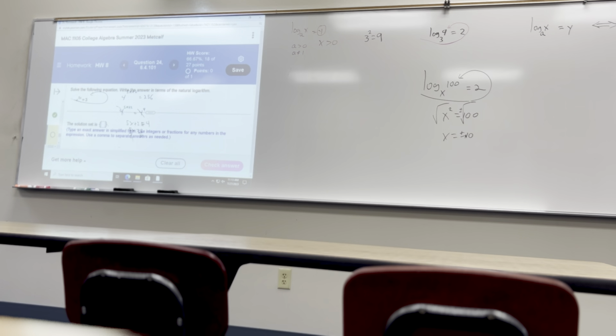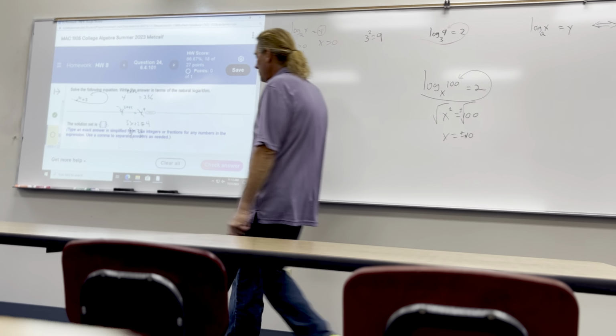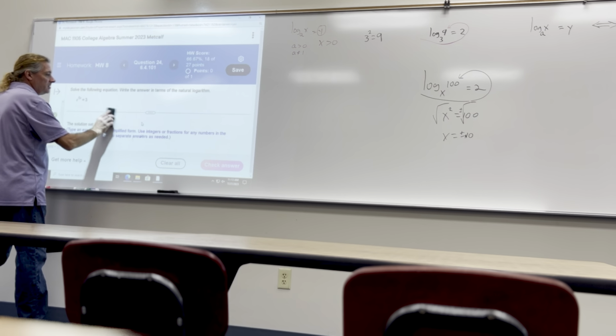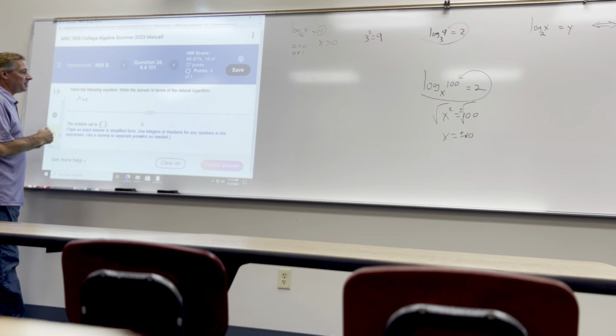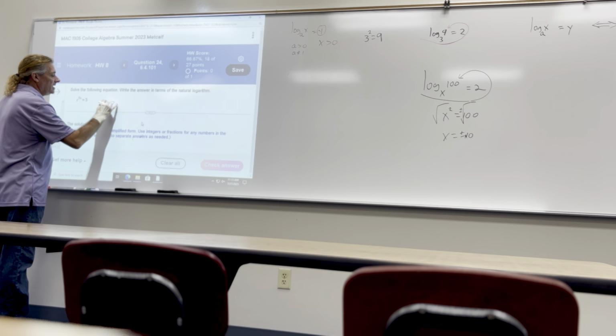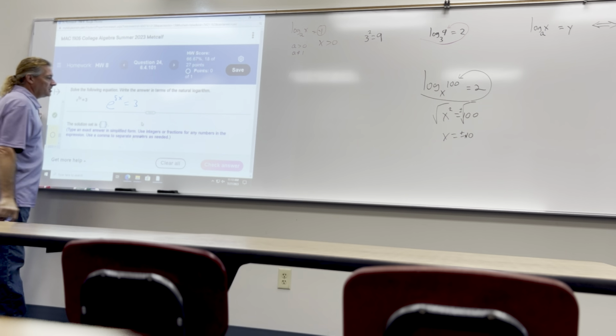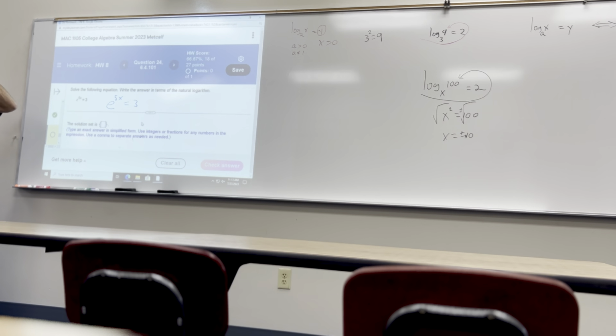Okay, so let's rewrite this now as a log. You should try this before I do it. This is e to the 5x equals 3. I'll write it bigger here so everybody can see it. e raised to the 5x is equal to 3. So what you should do is rewrite that as a logarithm and see if you can solve it for x and leave it in terms of the natural log.